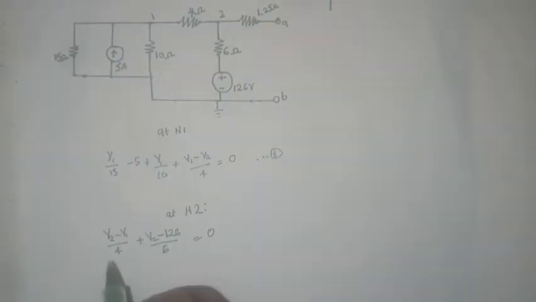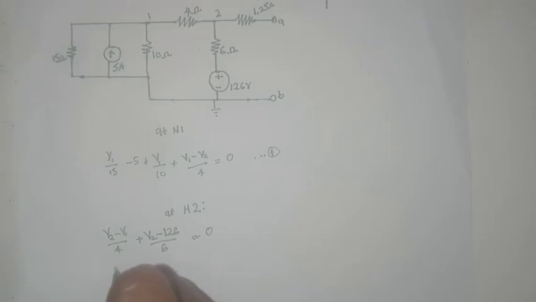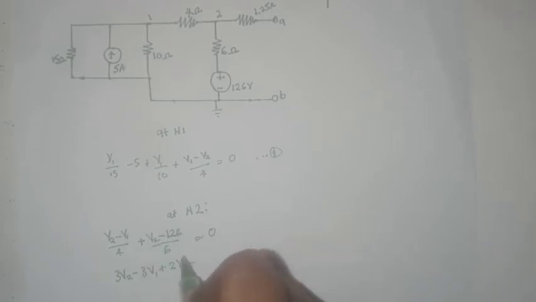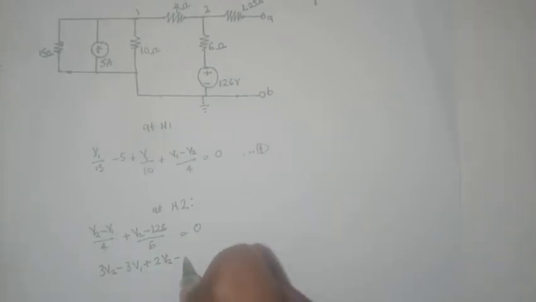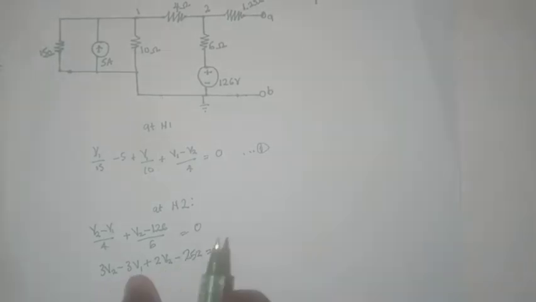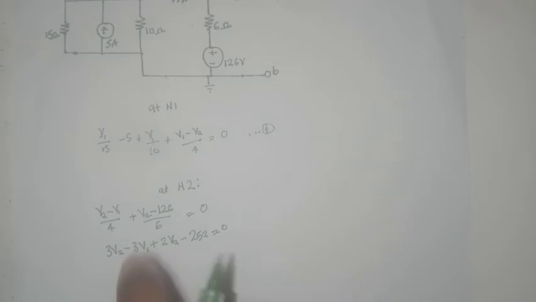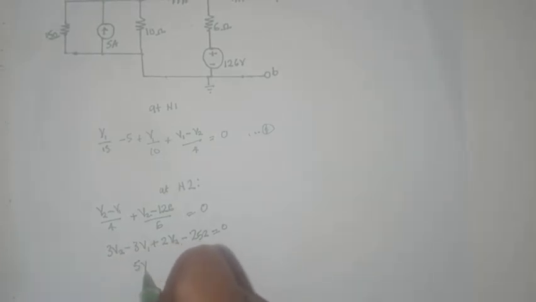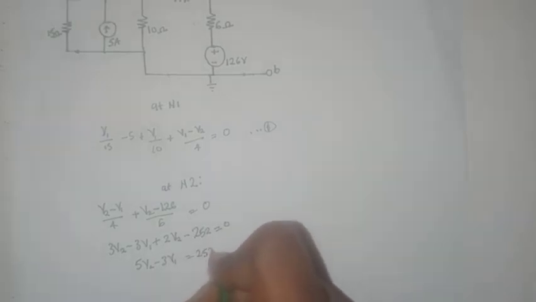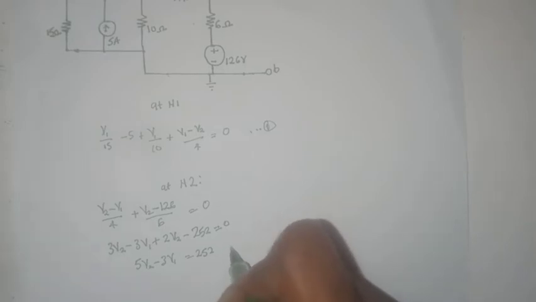We can then multiply this through by 12, and we'd have 3V2 minus 3V1 plus 2V2 minus 252 plus 2V2 minus 252 equals 0, and that would further simplify to 5V2 minus 3V1 equals 252. And call this equation 2.